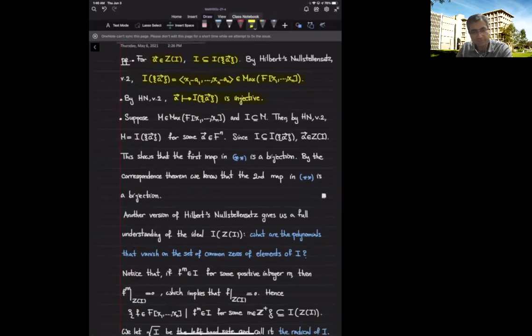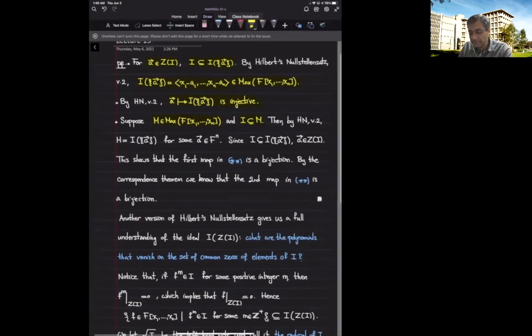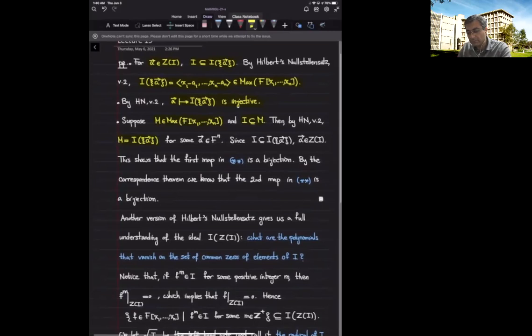Let's go to surjectivity. Suppose I give you a maximal ideal M and I assume that I is a subset of M. By the second version of Hilbert's Nullstellensatz, we know that this maximal ideal is the set of all the polynomials that vanish at some point A. Now, I is supposed to be a subset of this. What does that mean? This means every element of I vanishes at A. That means A is a common zero of all the elements of I. That's exactly what we wanted to show.